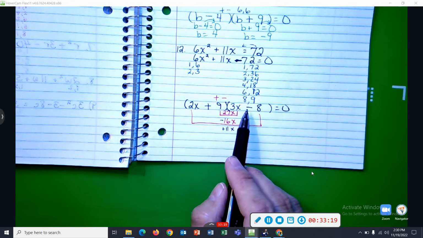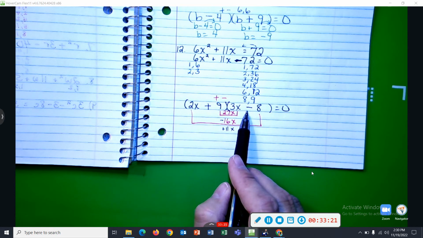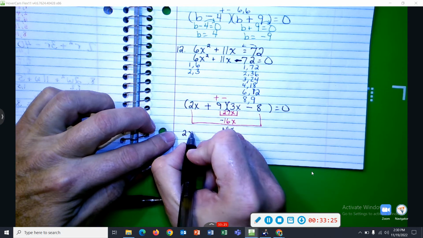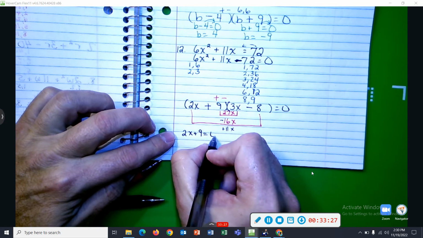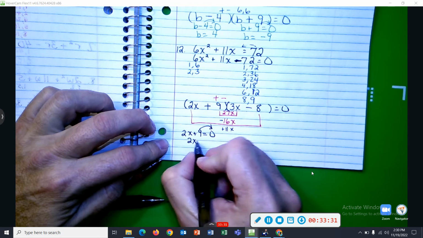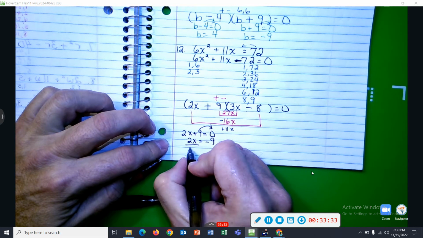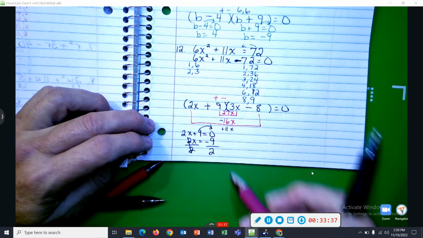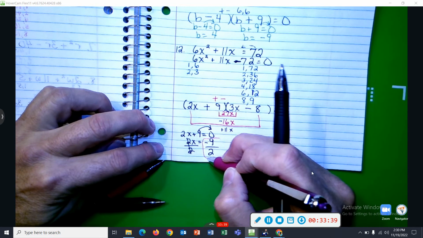Now set each one of these factors to 0 and isolate the x. So 2x plus 9 equals 0. Move the 9 over and divide by 2. So negative 9 over 2 is one of the answers.